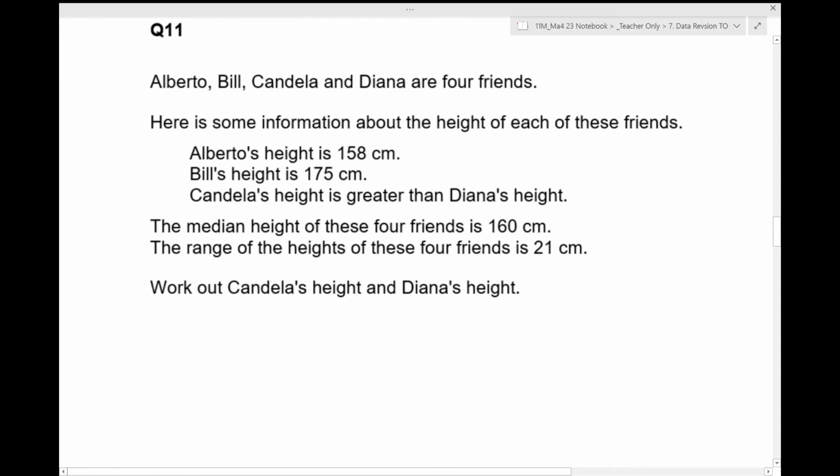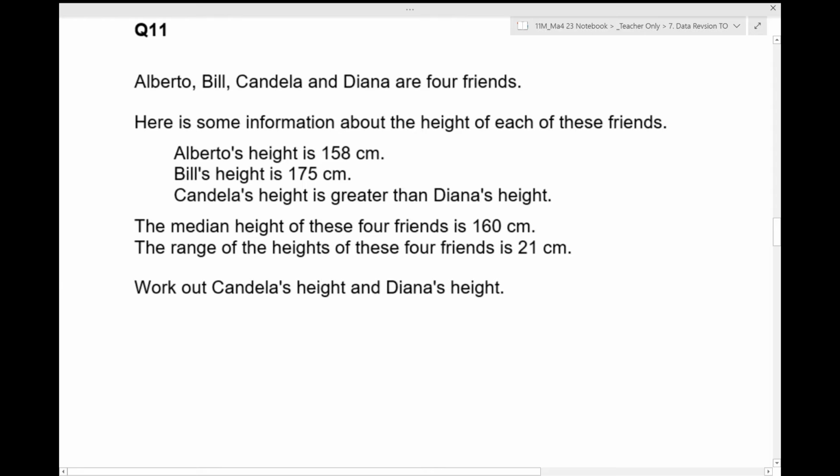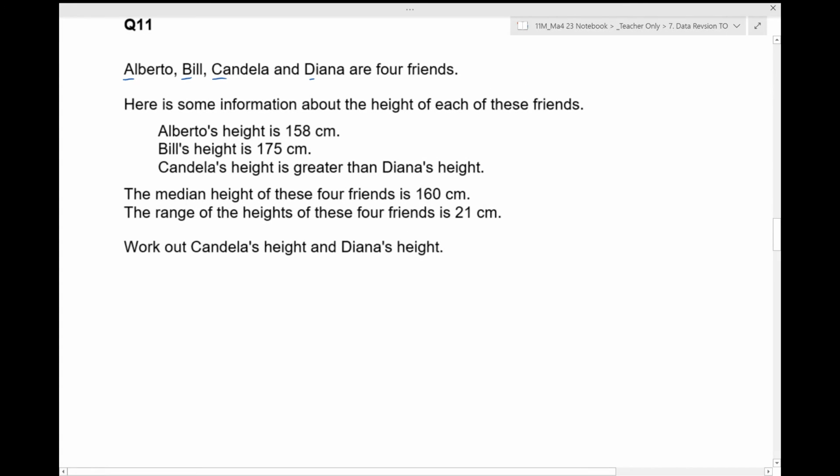Question 11. Right, Alberto, Bill, Candela, and Diana are 4 friends. Notice how they begin with an A, a B, a C, and a D. Here's some information about the height of the friends. Alberto's height is 158. I'm going to write this here so I never have to read all the words again. Bill's height is 175. C's height is greater than D's. Okay. The median height of the 4 friends is 160.